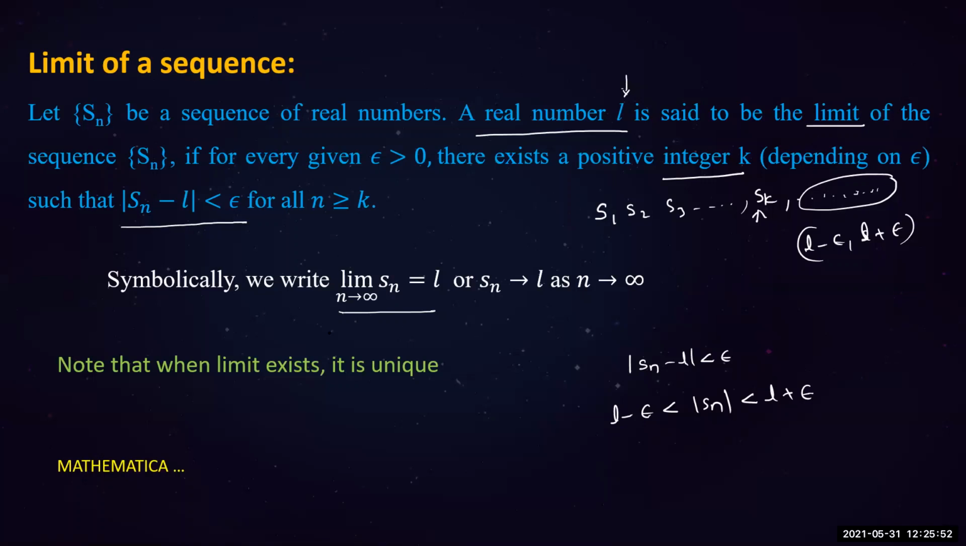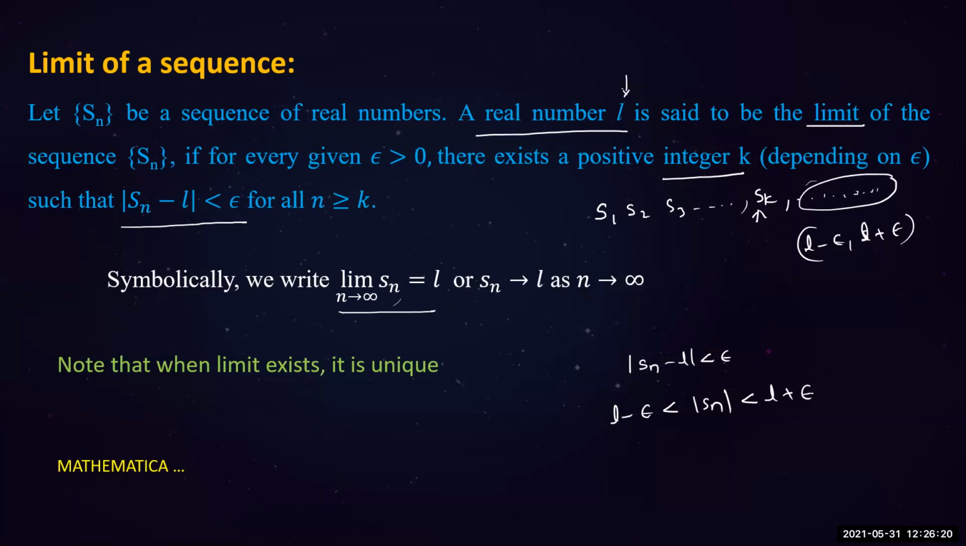And when n approaches infinity, if all the numbers of the sequence are around this number L, we take a small neighborhood of L actually. Within that neighborhood, if you find all these numbers, then we say that the sequence has a limit, and it is L. And of course, we pronounce it like this: Sn tends to L as n tends to infinity.